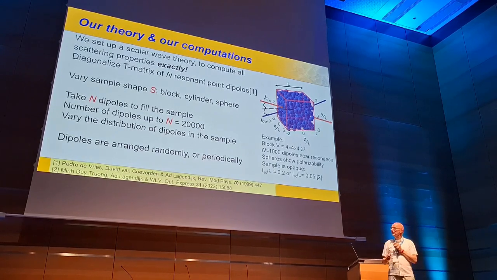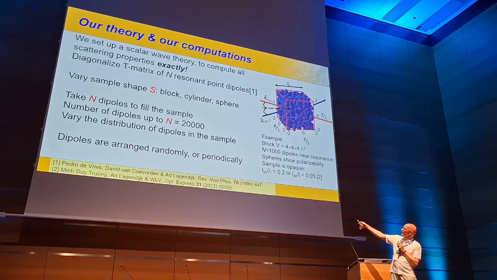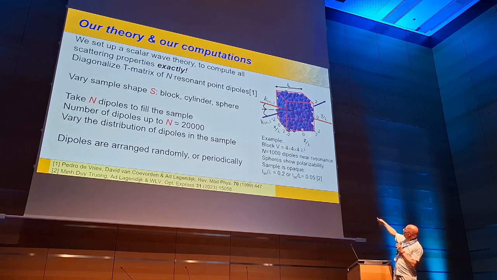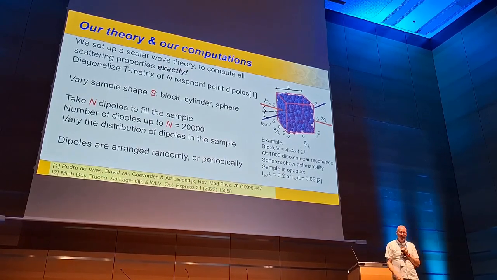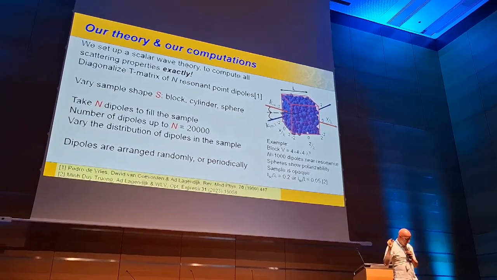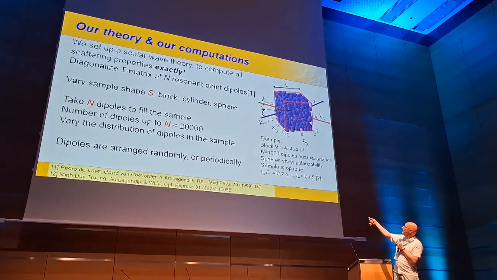But I can tell you later on why it's already a pretty good start. And we can compute the scattering properties exactly. So here I have an example of a box of 4 by 4 by 4 wavelength cube, which is filled with 1,000 dipoles. These dipoles are points, and if we would draw them, you would see nothing because the points are empty.